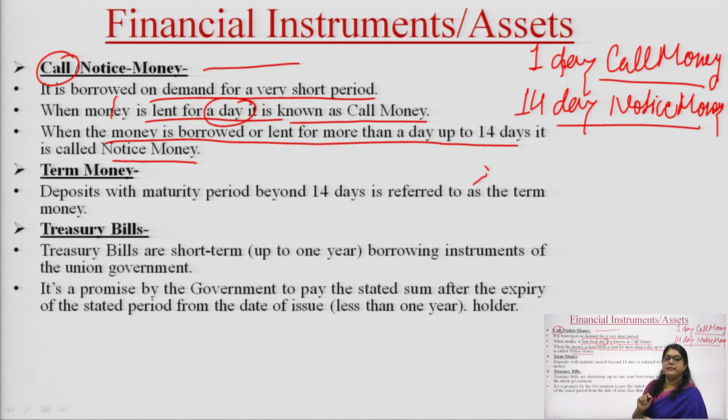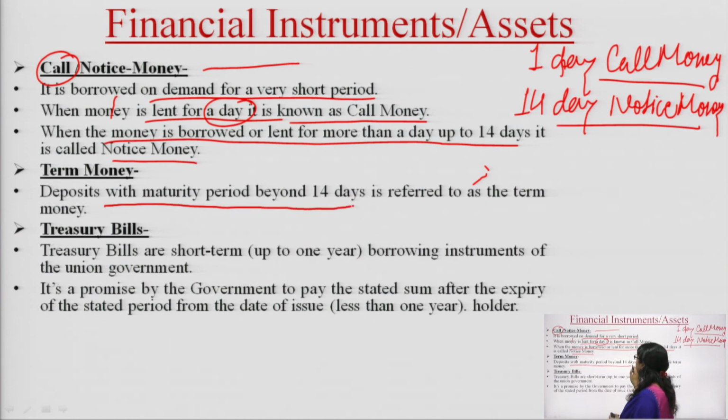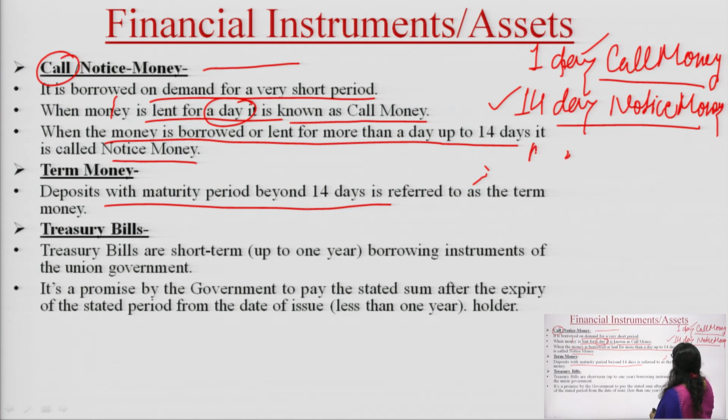Term money, this is the second instrument of the financial services provided by the financial institutions. These are deposits with a maturity period of beyond 14 days. See, call money is for 1 day and notice money is for 14 days. When you exceed 14 days, that becomes term money.